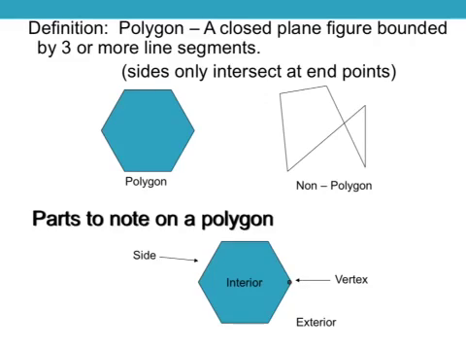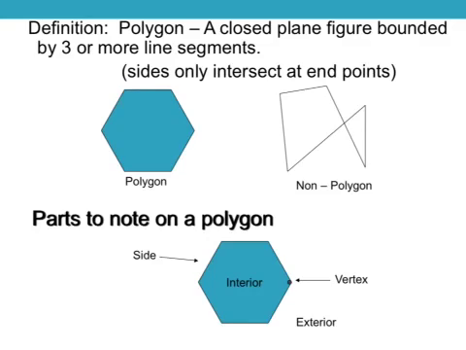A polygon is a closed figure in one plane bounded by 3 or more line segments. Okay, if we only had 2 line segments, we couldn't close it up, so we need at least 3 line segments. So here's an example of a polygon. Here is an example of something that's not a polygon. So the sides can only intersect at endpoints, okay? We can't have sides that intersect with each other.